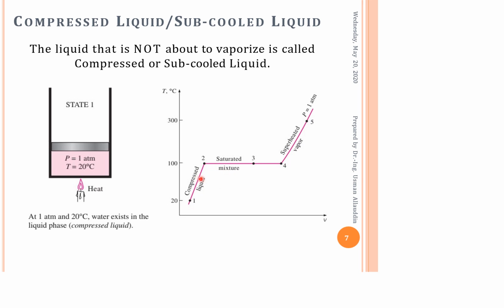So here we have a liquid that is not yet vaporized, and in the process from 1 to 2 this is compressed liquid, and from 2 to 3 we have saturated mixture. After 2 we will see that our liquid is slowly converted into vapor form. And when it reaches point 4, it will be completely vaporized, and after that the temperature of the vapors also increases. So this state is completely vaporized, this is partially vaporized, and this is completely liquid.